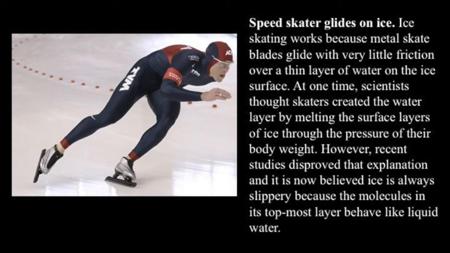Ice skating works because metal skate blades glide with very little friction over a thin layer of water on the ice surface. At one time, scientists thought skaters created the water layer by melting the surface layers of the ice through the pressure of their body weight. However, recent studies disprove that explanation, and it is now believed ice is always slippery because the molecules in its topmost layer behave like liquid water. Either way, old theory or new, the skater is skating on liquid water.